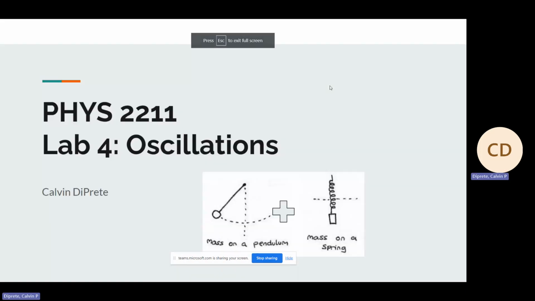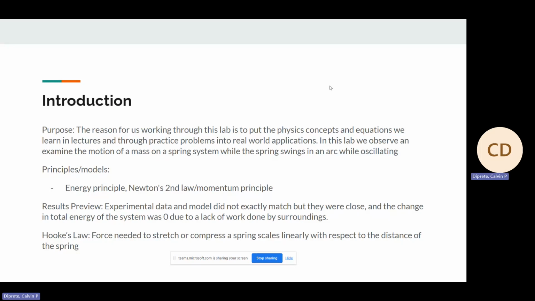Hi, I'm Kevin Pate, and this is lab number 4 for Physics 1 at Georgia Tech on oscillations. For the introduction, the reason for working through this lab is for the physics concepts and equations that we've gone over in the lecture, and through practice problems from GPSs and real-world applications. In this lab, we observe and examine the motion of a mass on a spring system while the spring swings in an arc while also oscillating on the spring.